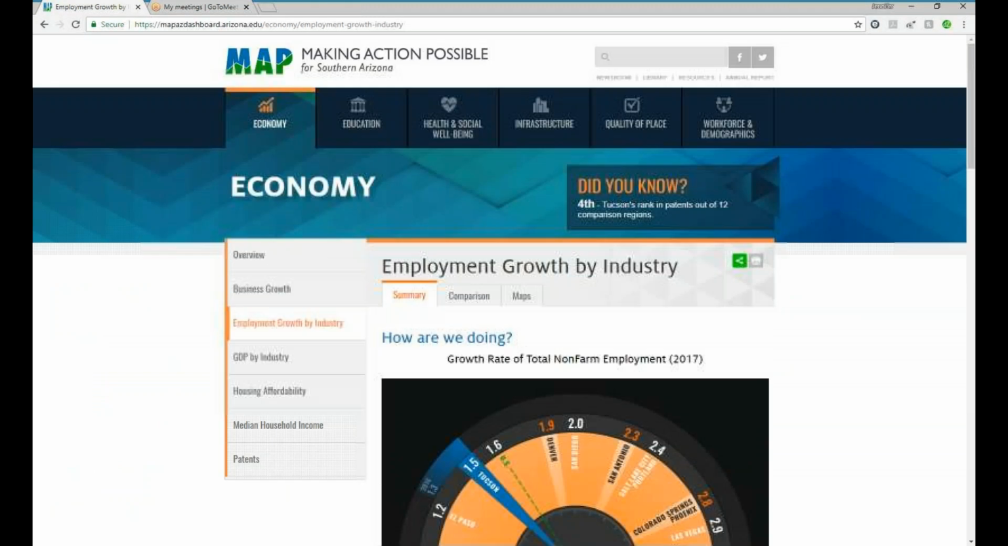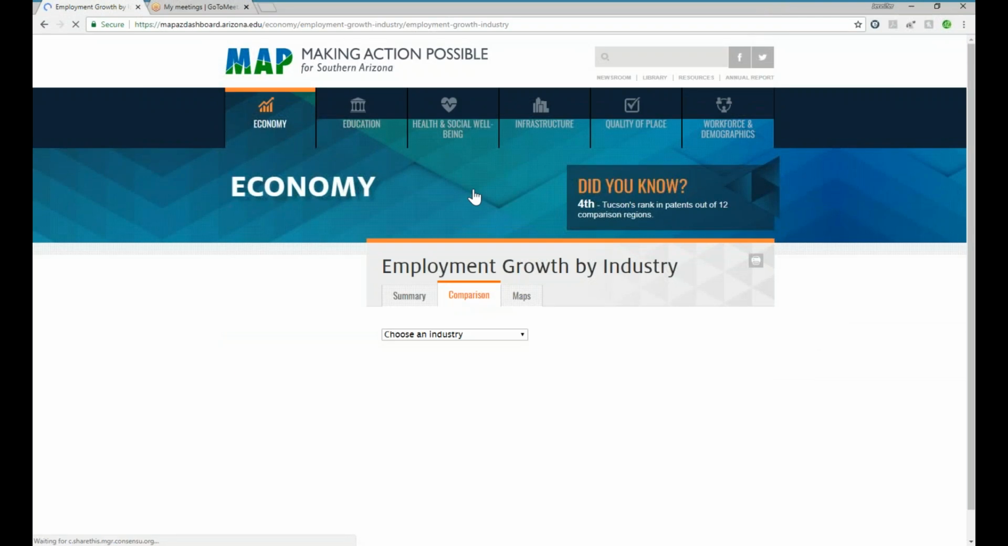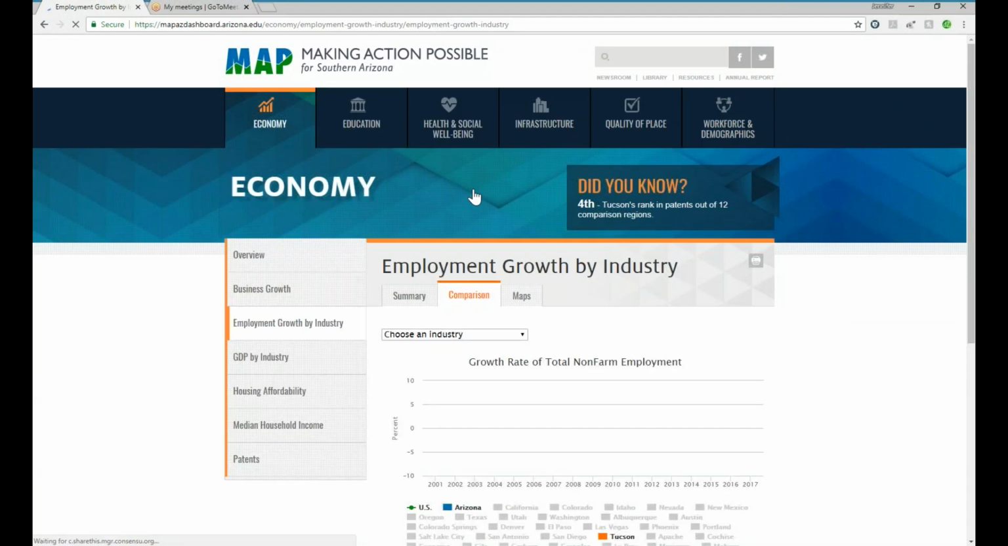So I hovered over economy, I clicked on employment growth by industry, and now we are on the summary page. This summary page is going to provide you with a highlight of employment growth by industry. But if you want all that detailed industry data, you can click on the comparison page. Each of our indicators has a comparison page with all of this disaggregated data for the metropolitan areas, for the states, and for the counties.